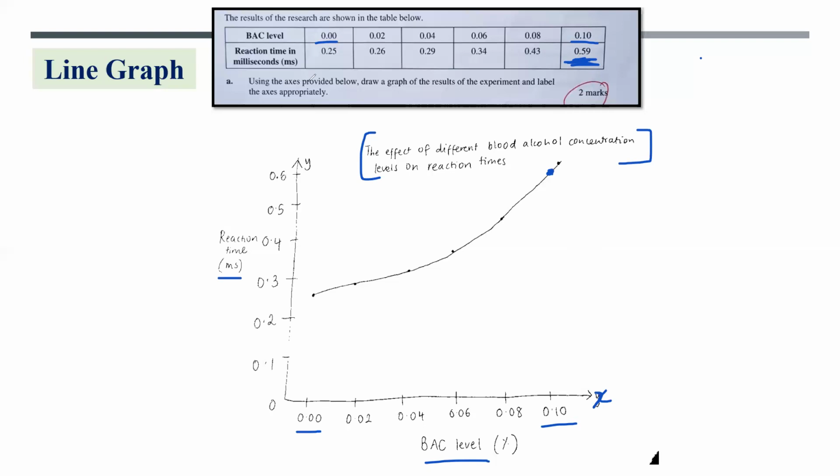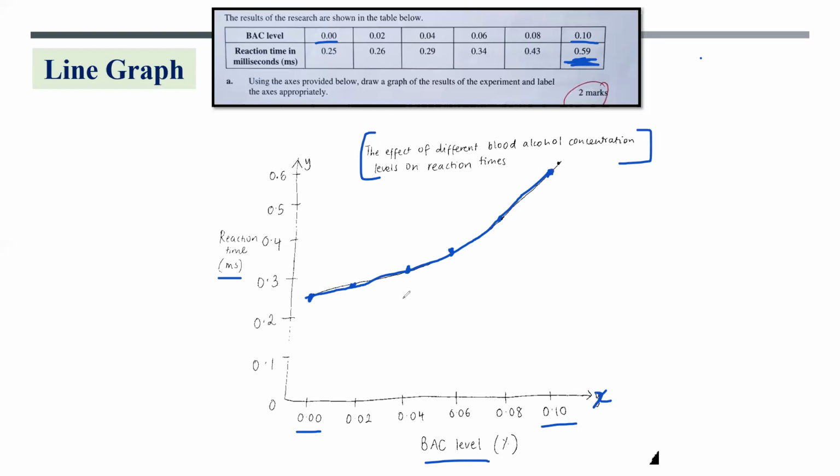So what we do is we go to 0.00, we look at that, and we match it up to 0.25 milliseconds. I just go up and put a dot there. As you can see, I've done that for all the different values, as estimated as I could be. This would be better if I used a ruler and more accurate, but as I said, I could not find my ruler. So 0.29, 0.34, 0.43, 0.59. Then all I did was join the dots, just like the join-the-dots you would have done in primary school, as straight as you can, and that forms a line. That's your line graph for this particular data.